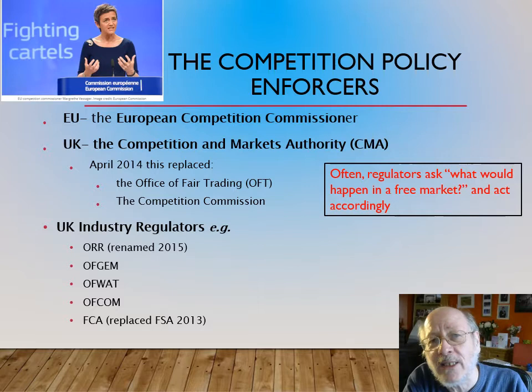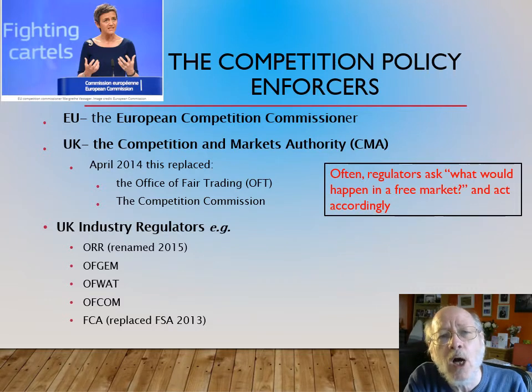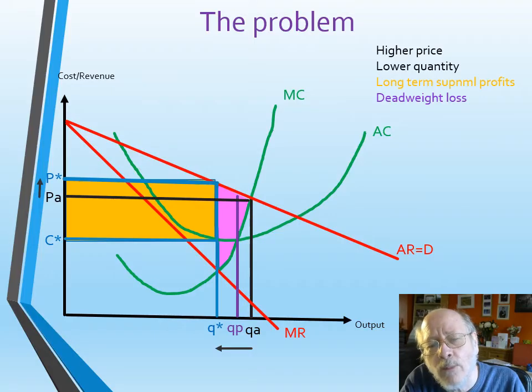Regulators are supposed to act in the interests of the consumer, and sometimes what they try to do is ask, well, if this wasn't a firm with large market power, what would happen in a free market? And they base their decisions on that. We can get an idea of the problem by looking at the monopoly diagram.